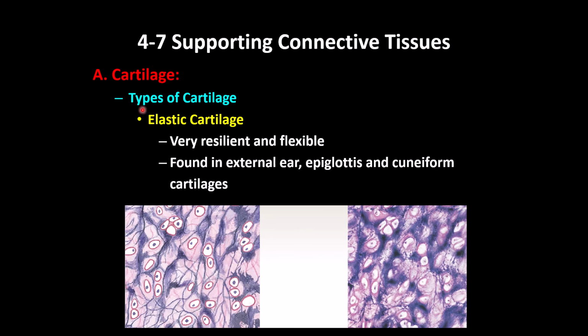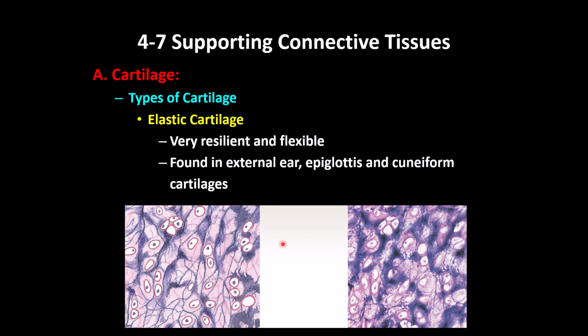Types of cartilage, there are 3 different types. One is called elastic cartilage. So the name is obvious. It contains a lot of elastic fibers. These are the elastic fibers. So these dark blue fibers that you see are the elastic fibers, very typical, and it contains these chondrocytes that are in the lacunae. So these are the chondrocytes, and this whole area is the lacuna.